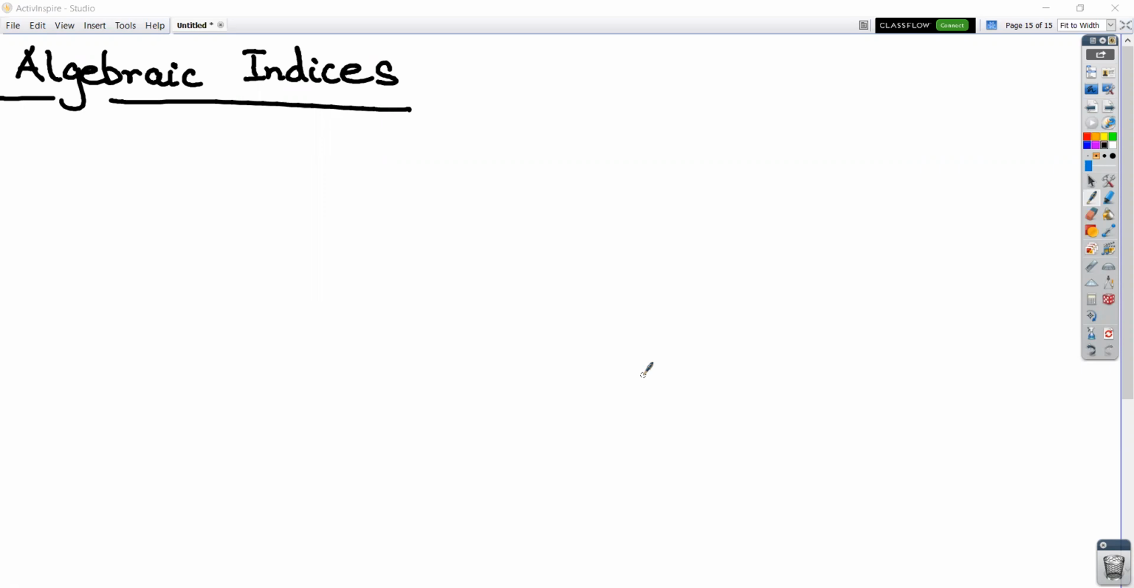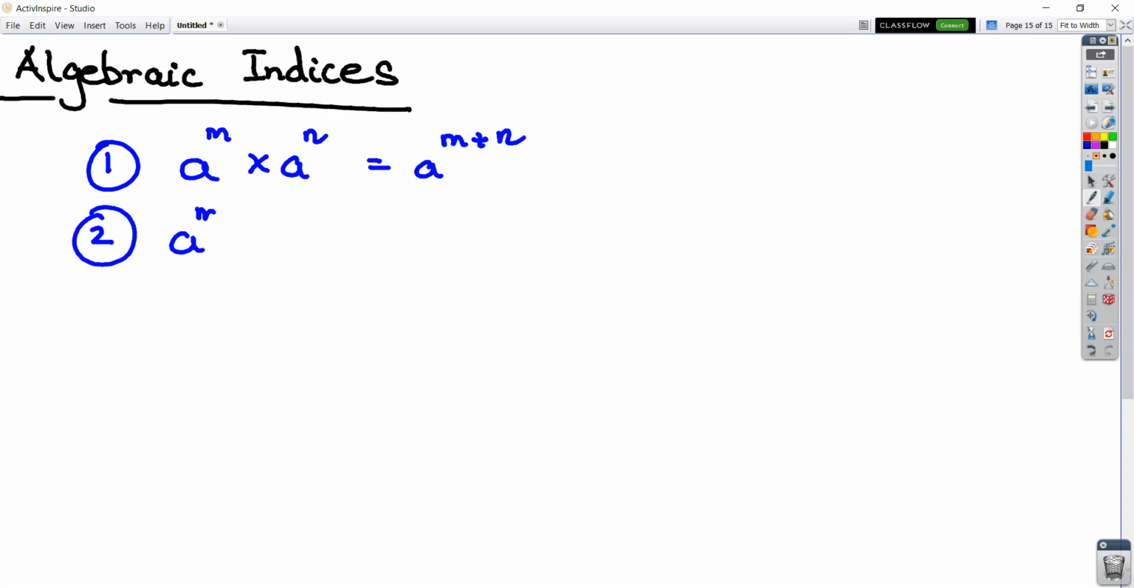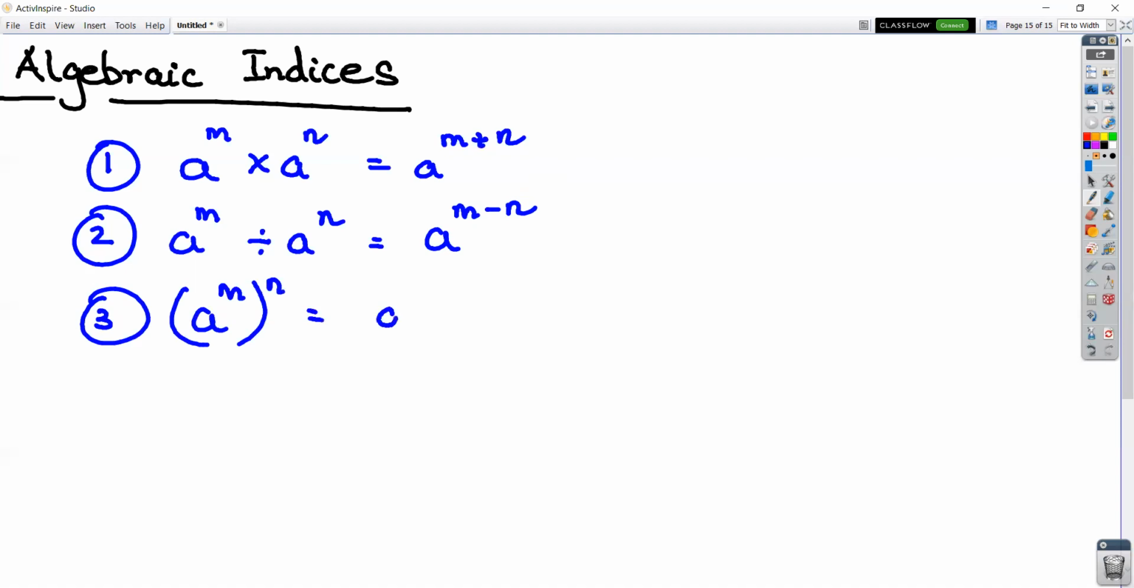So to start with algebraic indices, I'm going to first introduce the laws of indices. The first one is, if we have a power m times a power n, which means that if the bases are the same and there's a multiply sign between the bases, we're going to add the powers, which is m plus n. The second is a power m divided by a power n. If the bases are the same, which is a at the moment, and there's a divide sign in between, it means we minus the powers. The third is the power to the power, which means that if you've got two powers written together, you're going to multiply the powers together.